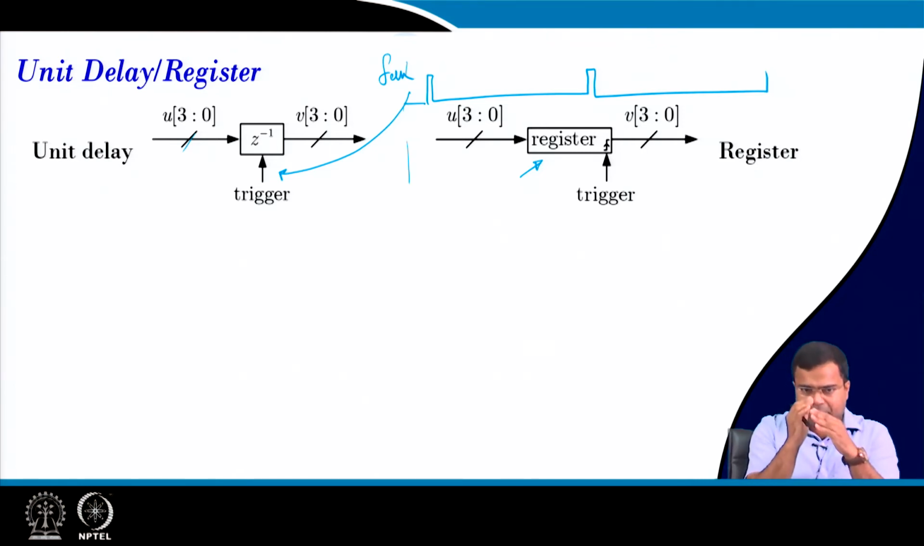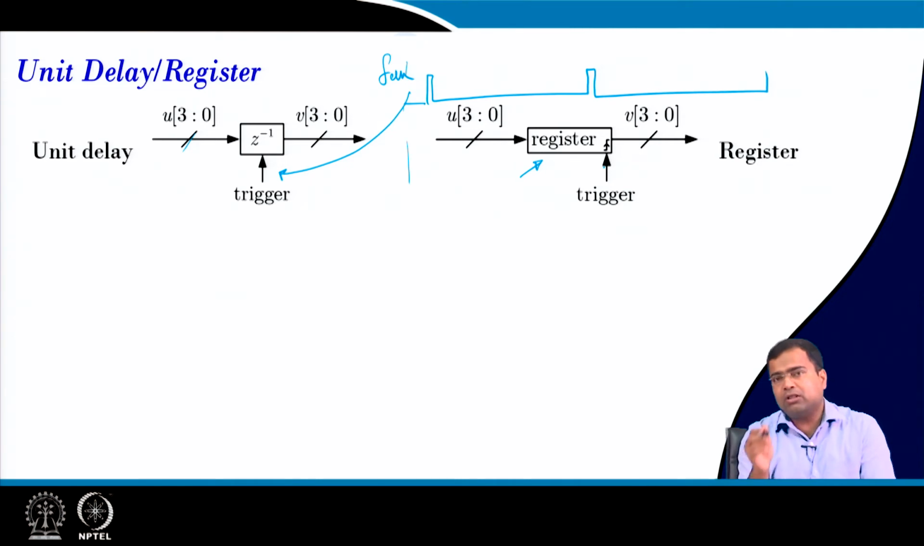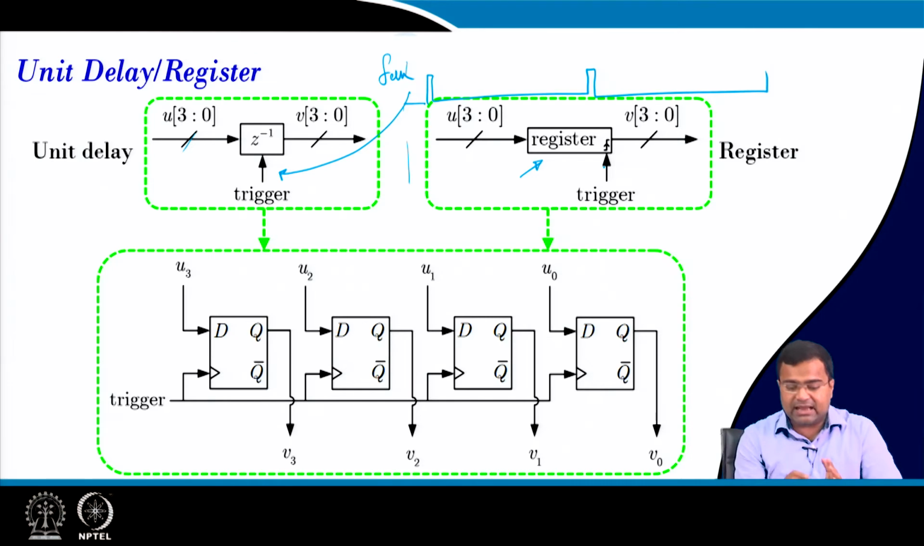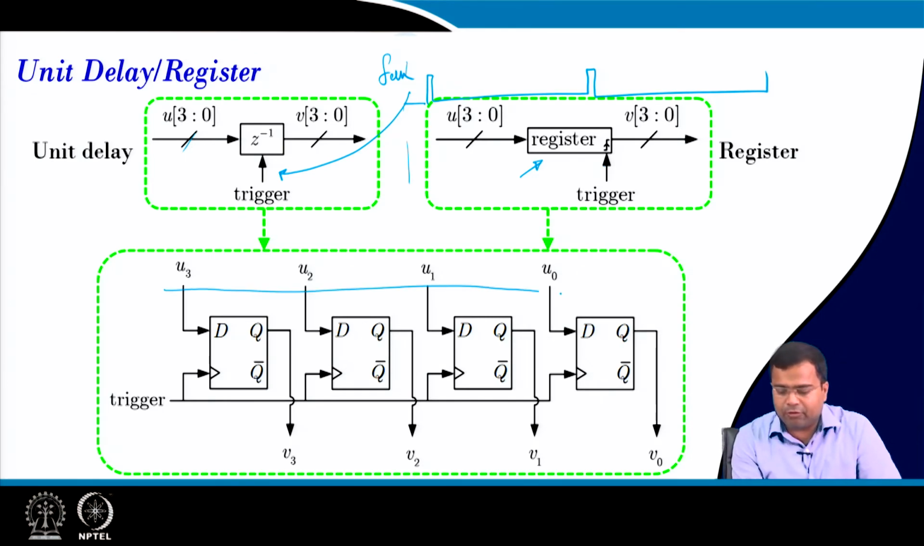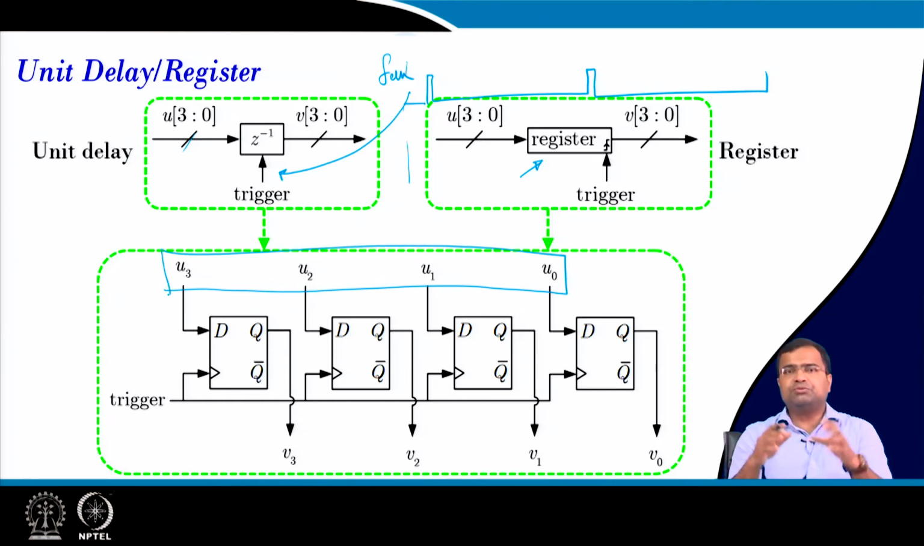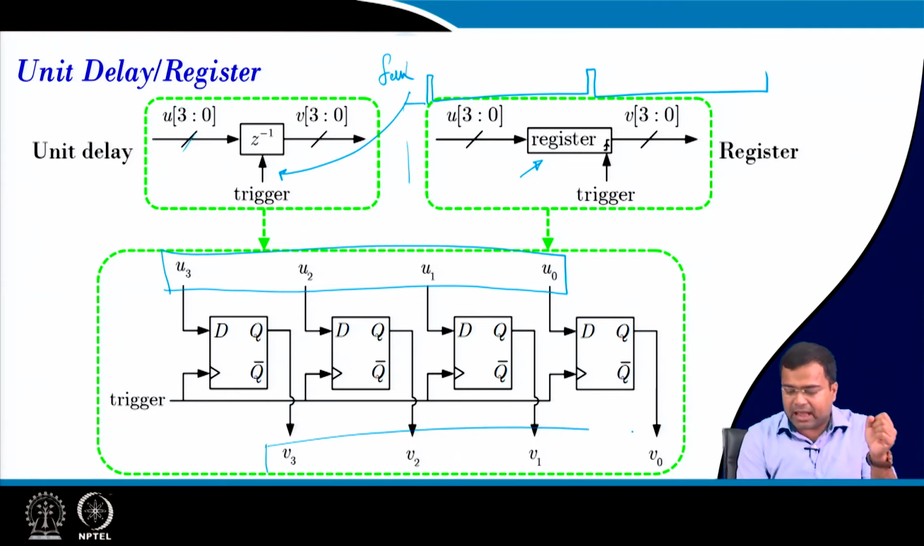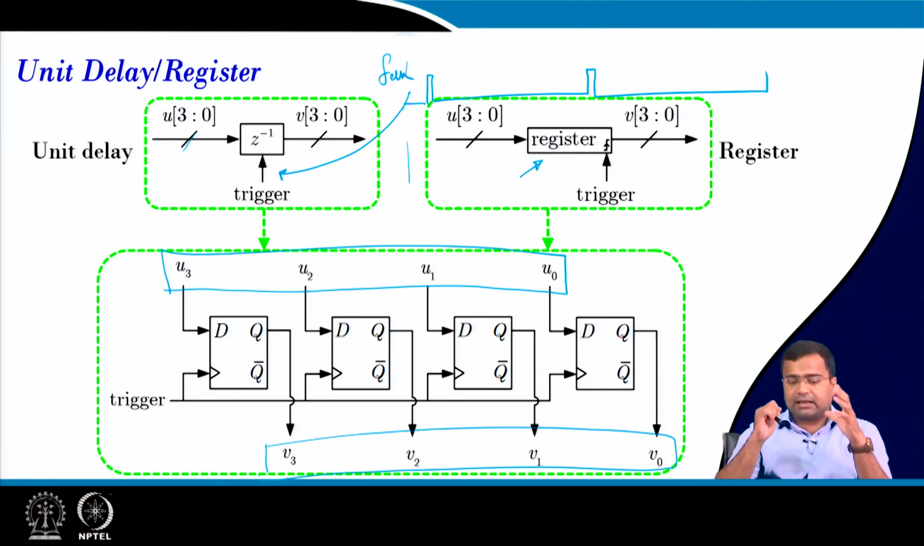So, if multiple, like 8, such D flops are connected in parallel, then we will create an 8-bit register. All of this will have a common clock, and this is the realization. So, you have such a clock. These are the 4-bit data, that means U0 to U3 are the 4-bit data, and it will generate another 4-bit delayed data, and that delay will be controlled by this trigger clock. So, we want to implement a clock based delay.